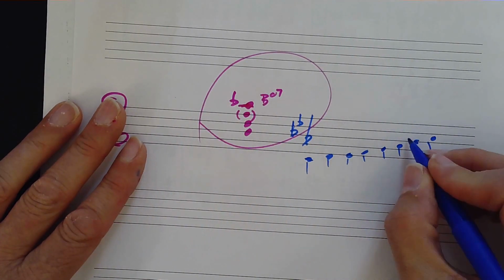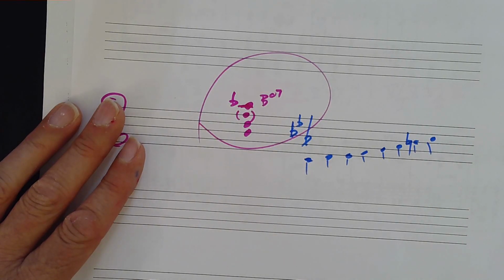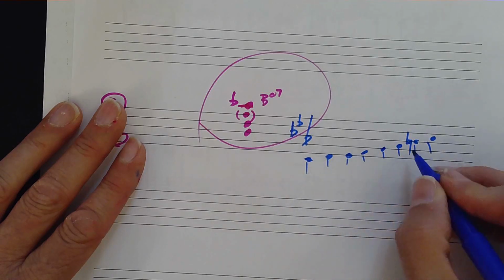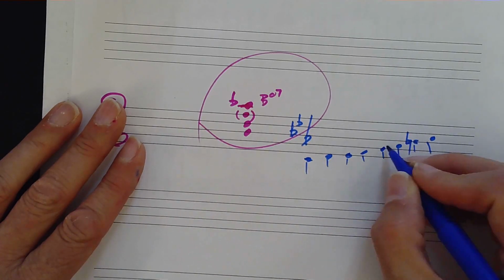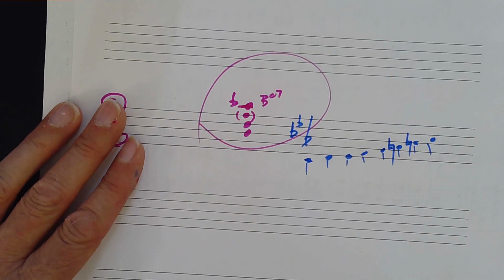Okay, we can add in the B natural. That gives us C harmonic minor. Now if we want to make melodic minor, if we want to avoid this melodic augmented second, we can add this natural. And then when we descend, we can go back to natural minor.